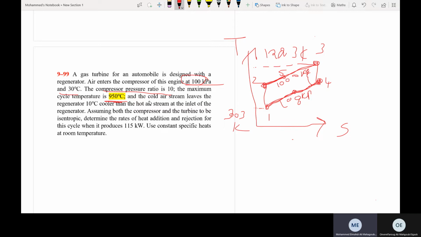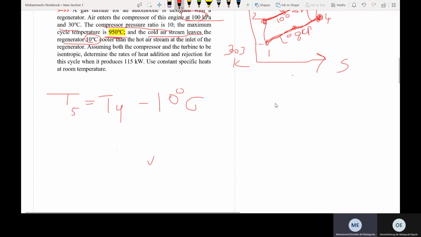So he tells you that the cold air stream leaves the regenerator 10 degrees Celsius cooler. Okay, so point 5 temperature is 10 degrees cooler. Okay, so minus 10 degrees. From which point? Cooler than the hot air stream at the inlet of the regenerator. So here at the inlet of the regenerator, which is point 4. So temperature 5 is lower than temperature 4 by 10 degrees.